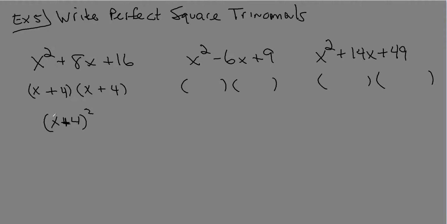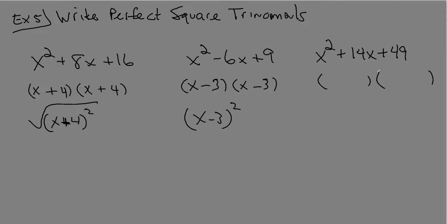In the future, I'll be able to take the square root of that, and that's where we're headed with this. So with x squared minus 6x plus 9, same thing here. I'll copy down my sign. These are both negative in this case, and I've got 3 and 3. So this can be written as x minus 3, and I'll square that.